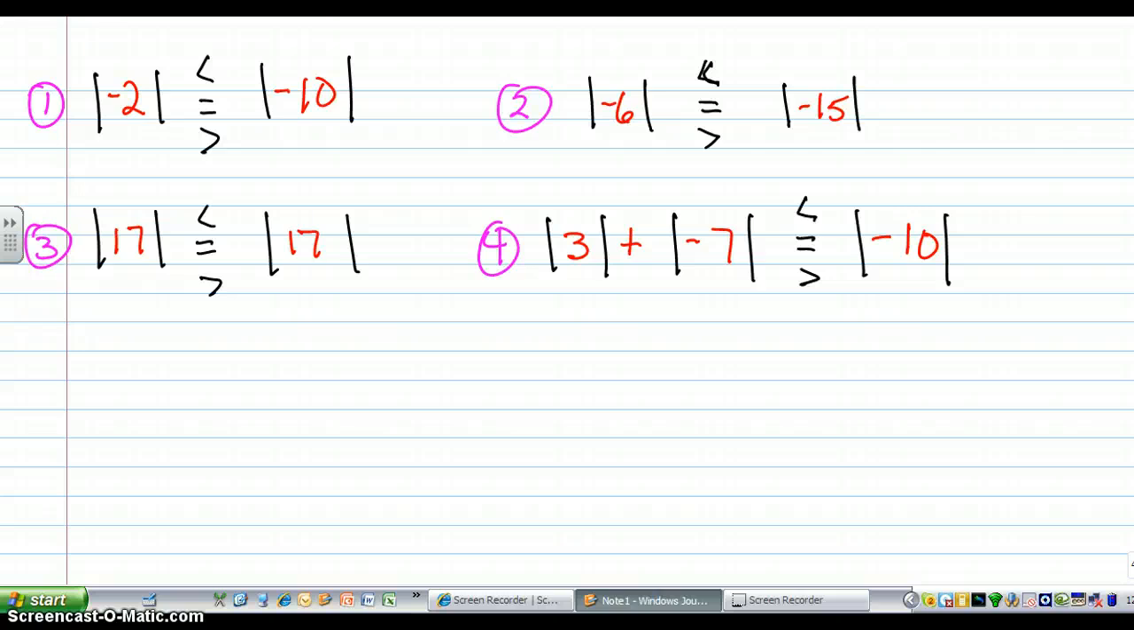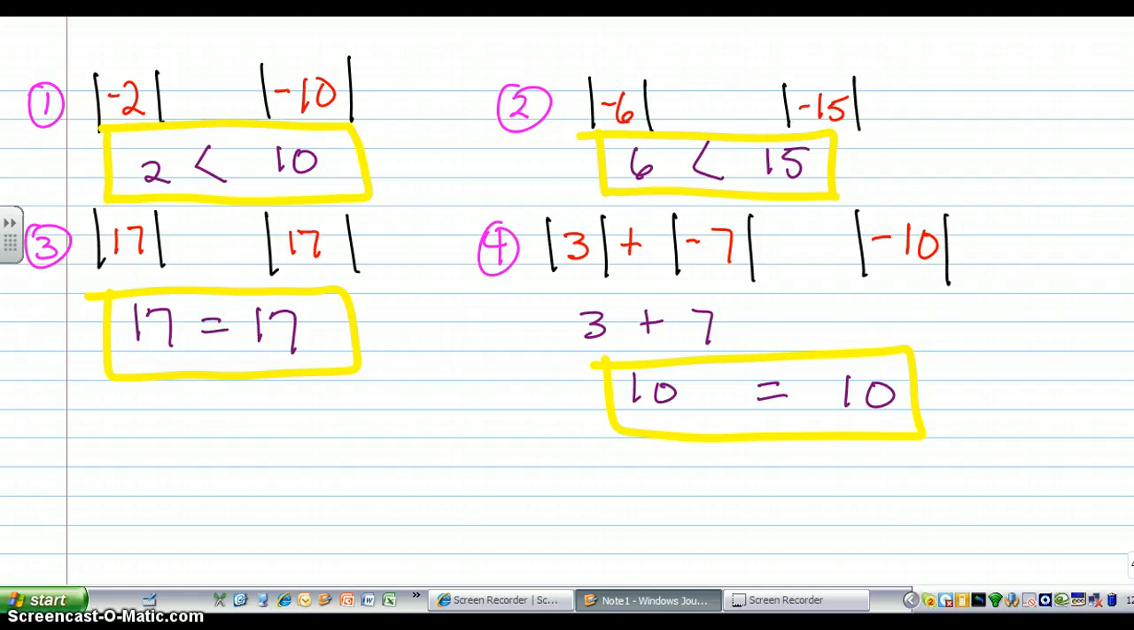Okay, let's take a look at these and see what we've got. So, absolute value of -2, less than, equal to, or greater than -10. Take a look at these 4. Go ahead and pause, work them out, and then start it up again. See how you did. All right, check it out. How'd you do? Okay.